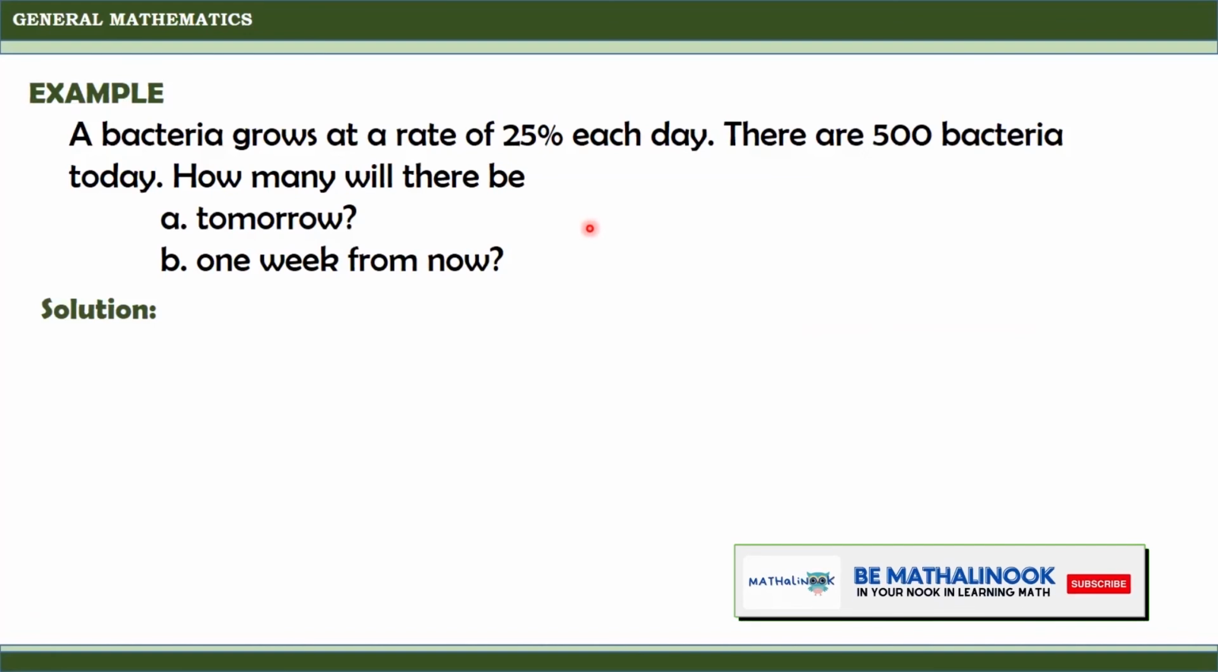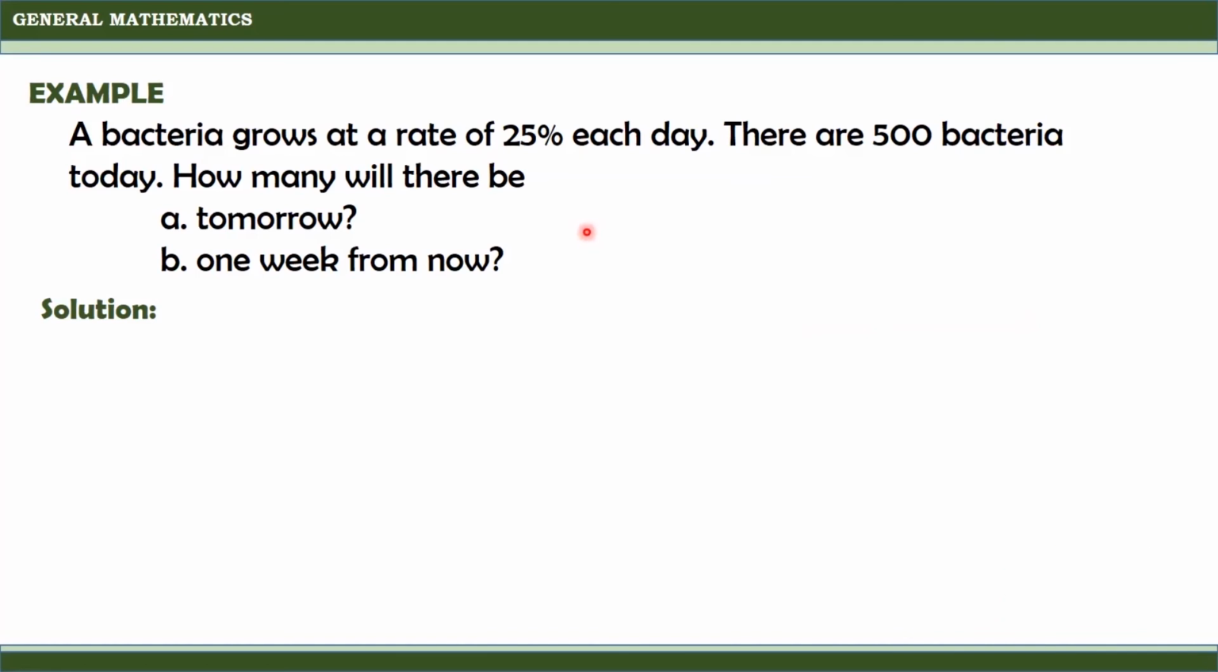Let us have this example. A bacteria grows at a rate of 25% each day. There are 500 bacteria today. How many will there be tomorrow? And how many will there be 1 week from now?